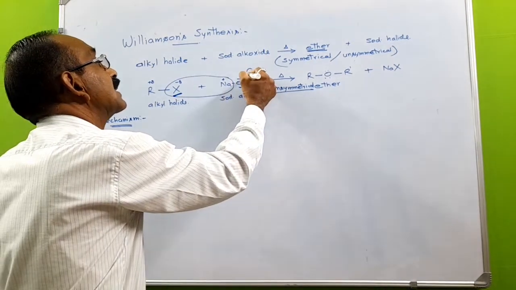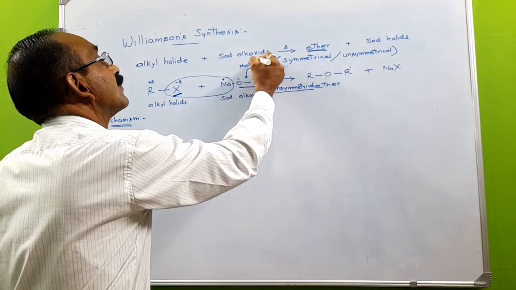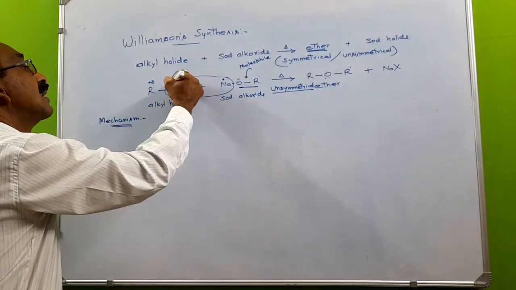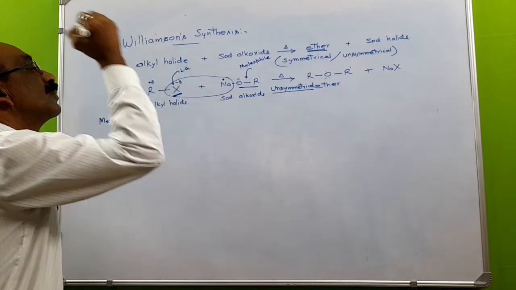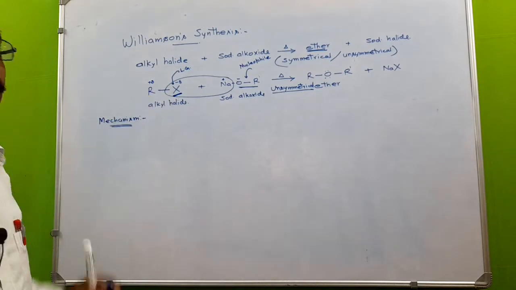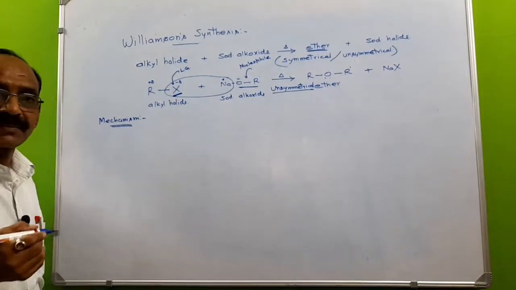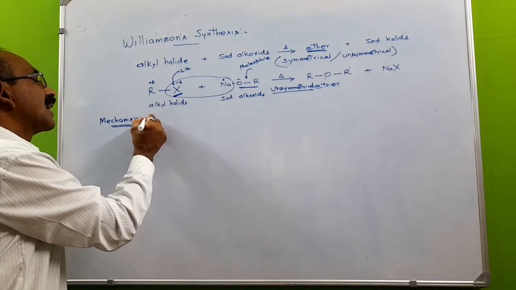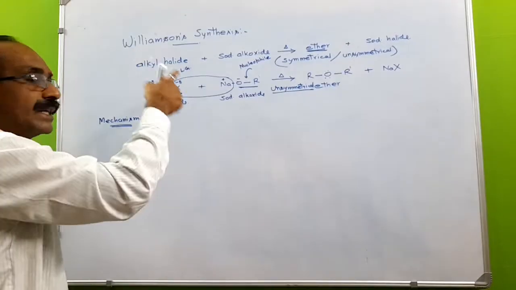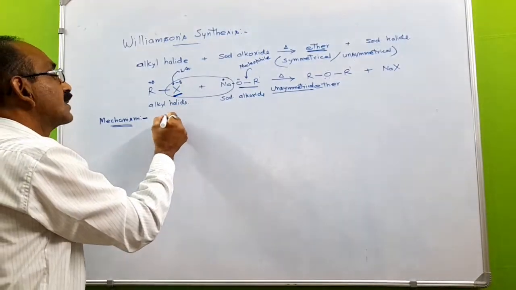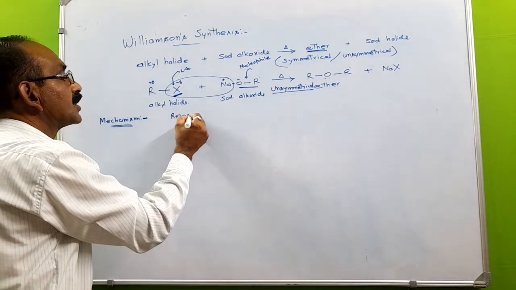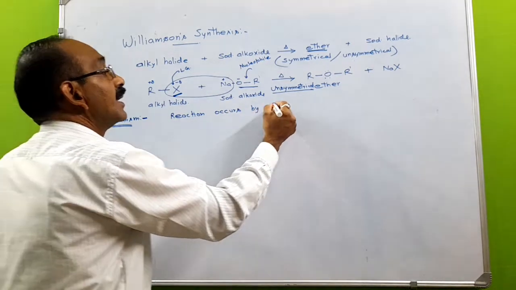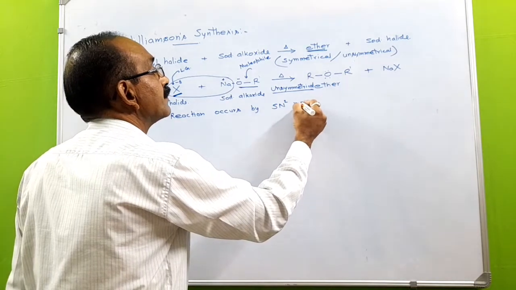This one is acting as nucleophile. So here the nucleophile is replacing this group, which is a leaving group. Therefore the reaction is an example of nucleophilic substitution reaction. As you know, in nucleophilic substitution there are two mechanisms. In Williamson's synthesis, this reaction occurs by SN2 mechanism.